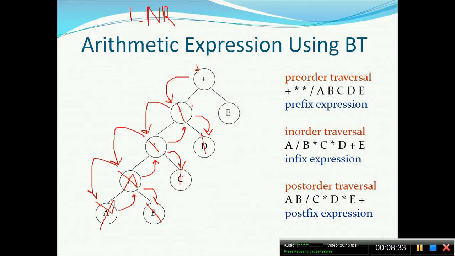I have to jump after D. I will jump to the plus. The plus can be solved now. The left subtree of the plus has been solved. So plus solved. Then, for the last time, it will solve the right subtree E. And this is the way you can get your answer.